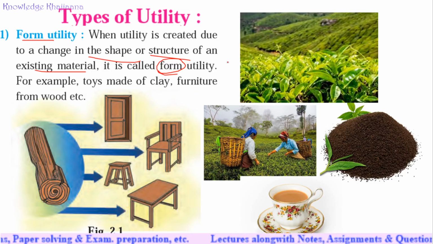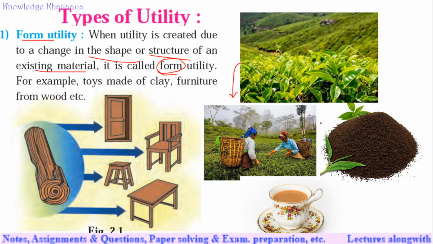Can the tea leaves which are there in the farms give us the utility directly? No. Their form must be changed. They must be transformed. See, the tea leaves must be cut. They must be collected. Then they must be dried. See, this is the first stage. They must be cut, then they must be dried.